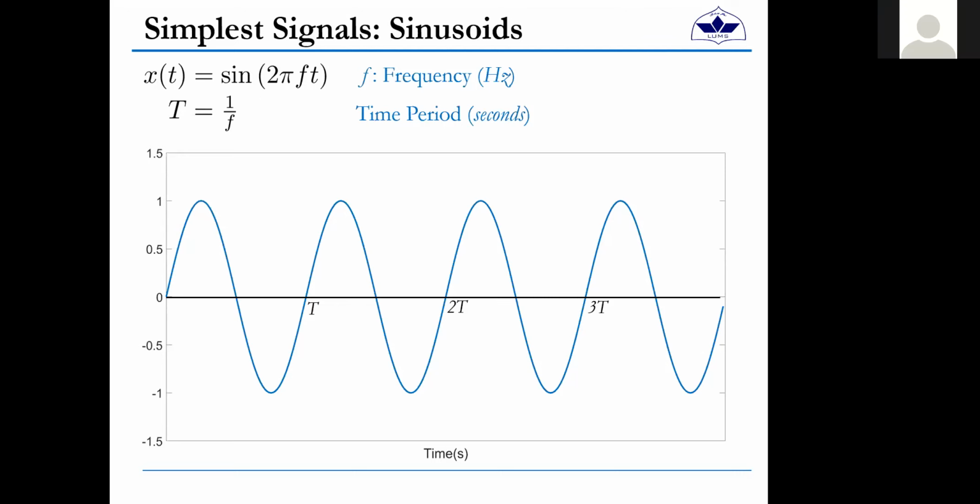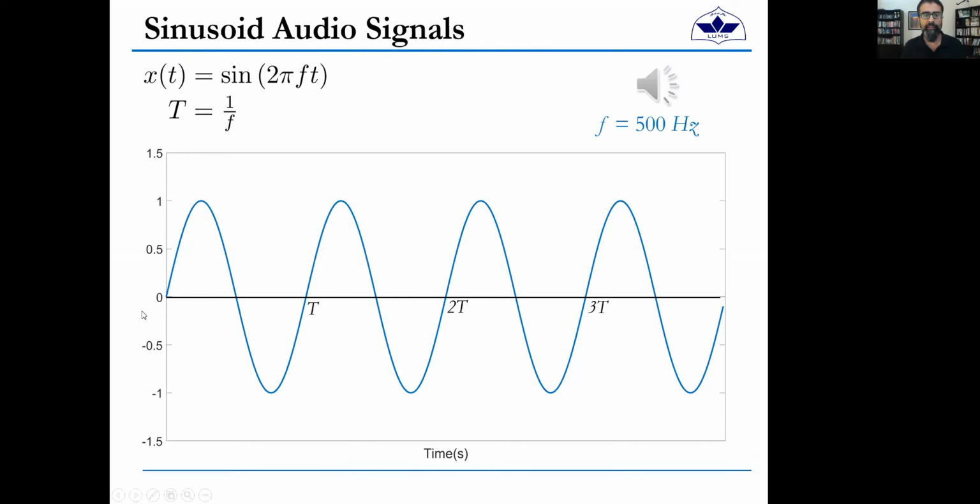Now, the reason why I bring this up is because let's try to see what these sinusoids sound like. This is a sinusoid that you would be familiar with visually speaking. Now we're trying to perceive those sinusoids through our ears and not through our eyes. So this is a sinusoid that you're going to hear, which has been generated at 500 hertz. Here's what the sinusoid sounds like.